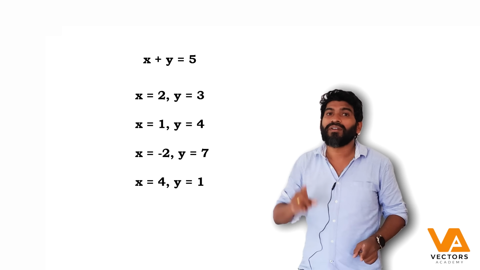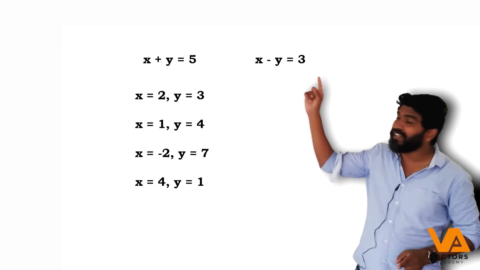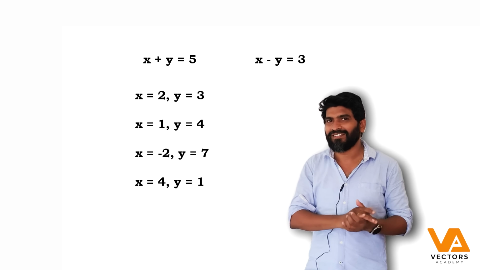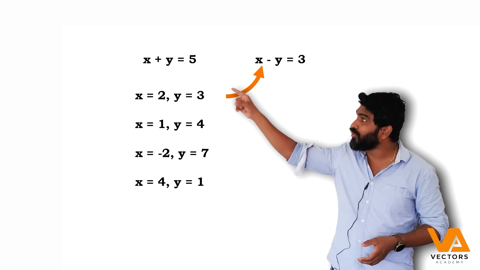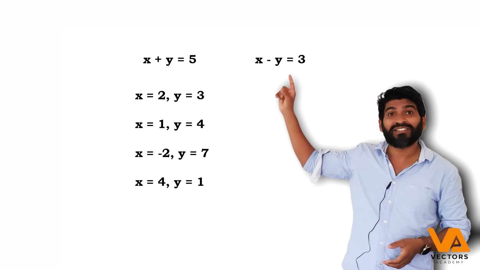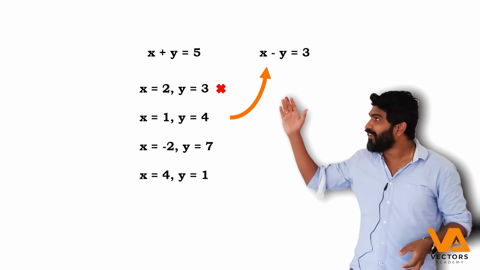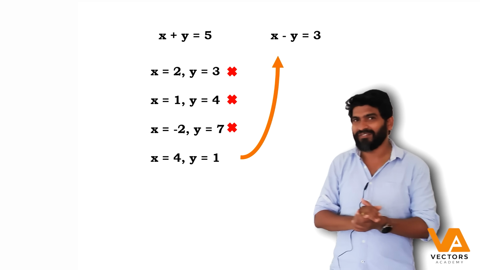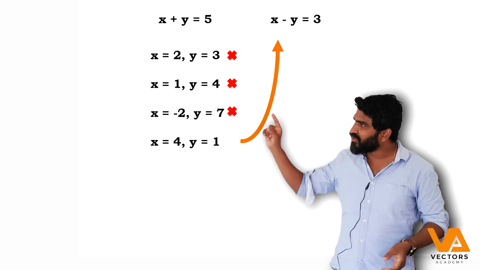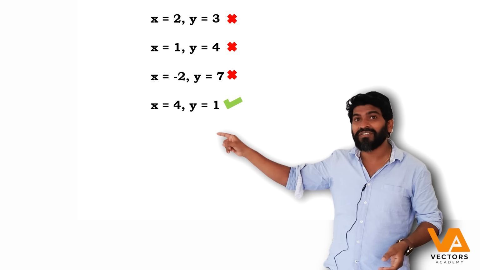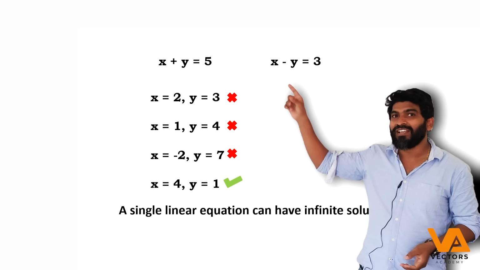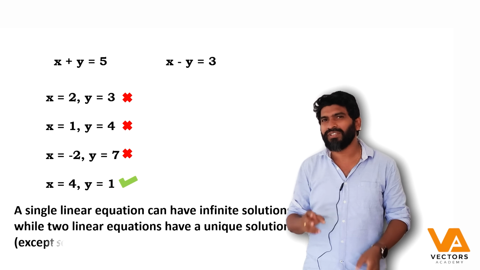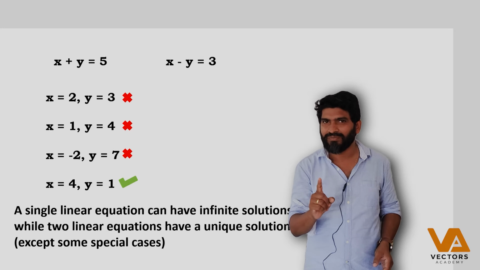But if we consider two linear equations, how many solutions do you think it has? If we try the first solution, this does not satisfy the equation. If we consider a second solution, this also does not satisfy the equation. So there is just one solution from the first equation which satisfies the second equation. Hence we can conclude that if there are two linear equations, we just have one unique solution.